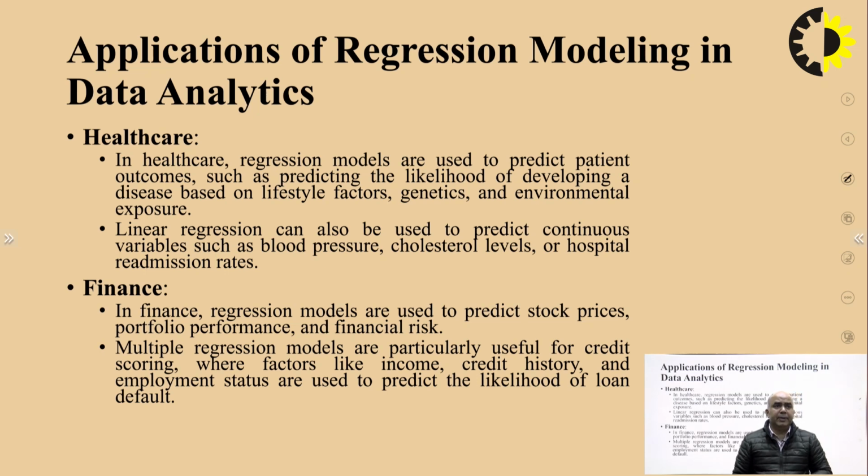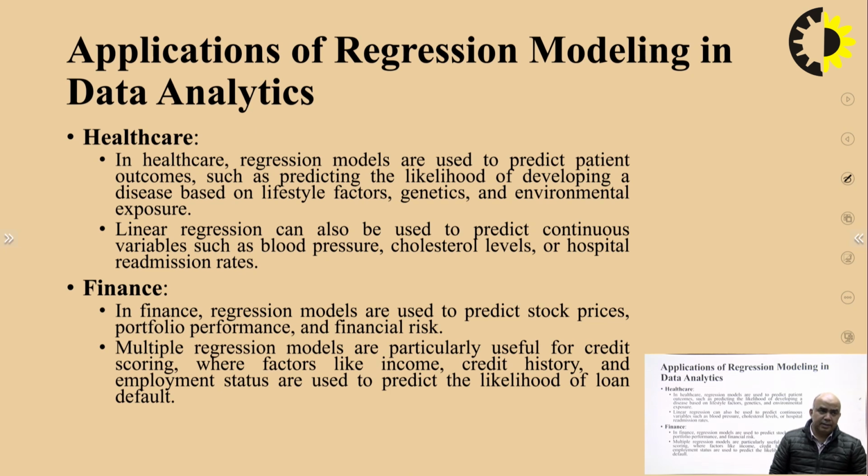Now, where are these applications of regression modeling in data analysis used? The first one is healthcare. In healthcare, regression modeling is used to predict patient outcomes, such as the likelihood of developing a disease based on factors like lifestyle, genetics, and environmental exposures. Linear regression can also be used to predict continuous variables such as blood pressure, cholesterol level, or hospital readmission rates.